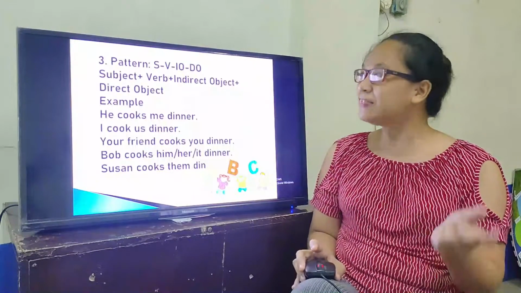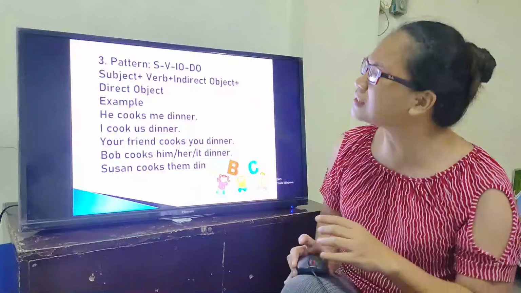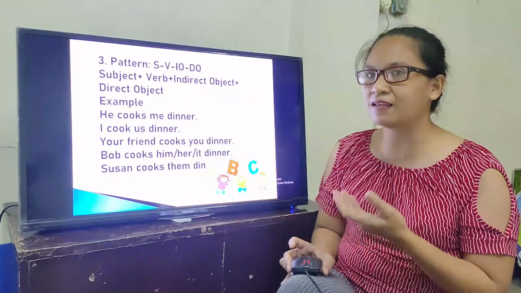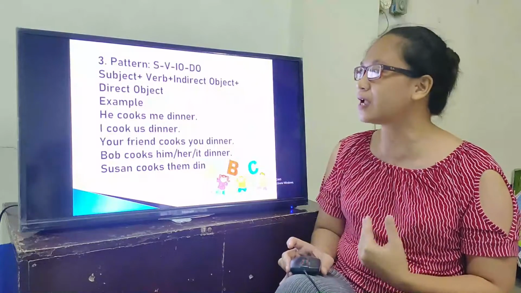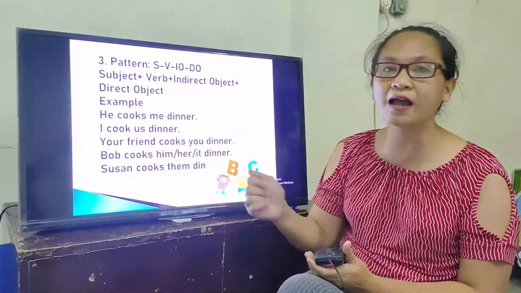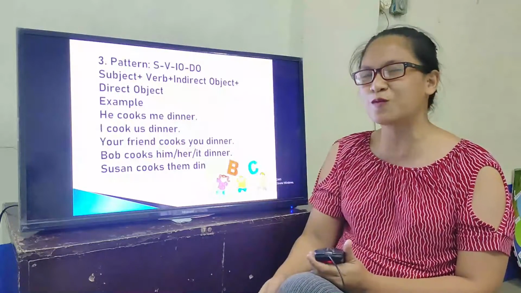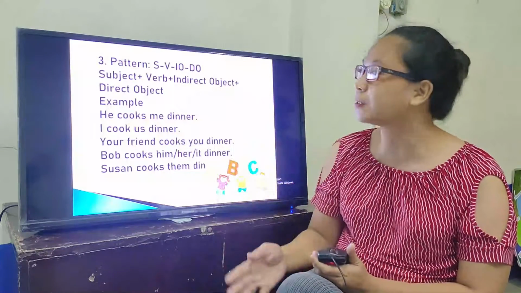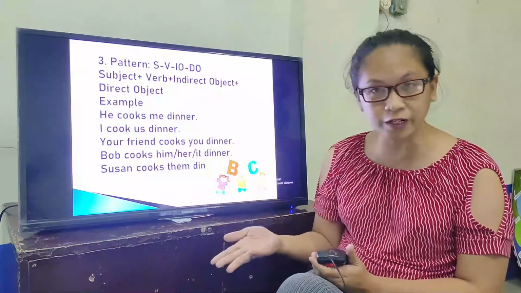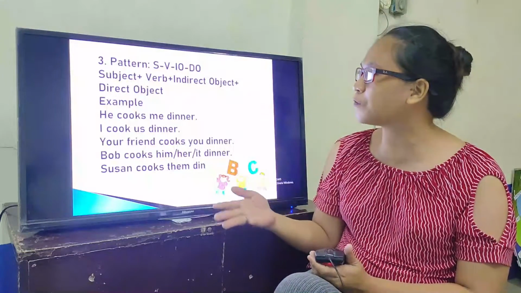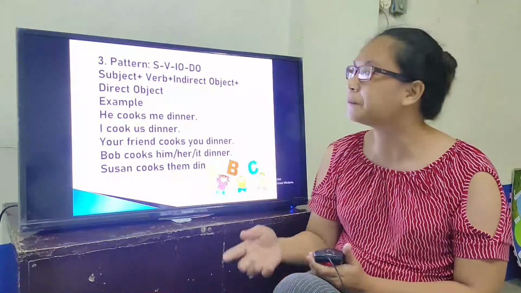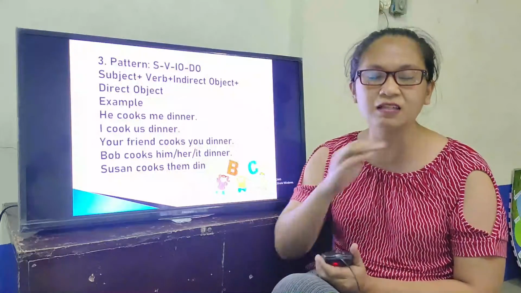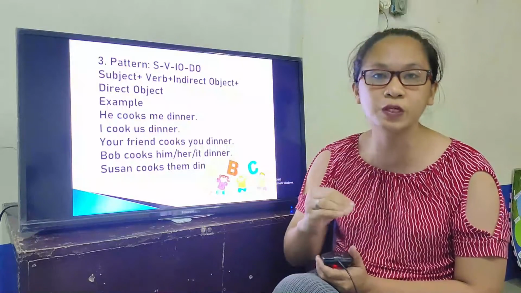If it's an indirect object, it answers to whom, for whom, or to what. Okay, now let's have the sentence pattern number 3, which we had an overview of yesterday. The SVIODO pattern. What do you mean by that? S stands for the subject, V stands for the verb, IO stands for the indirect object, and DO stands for the direct object.